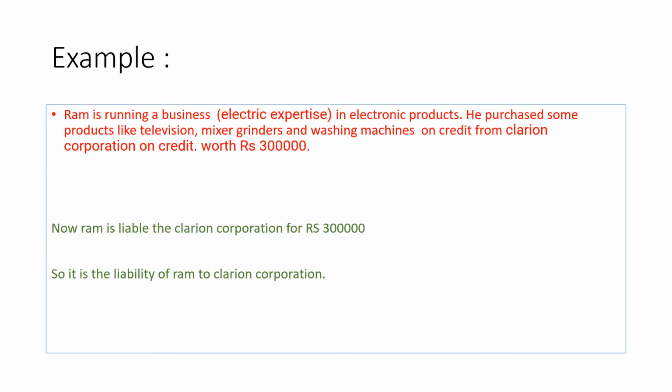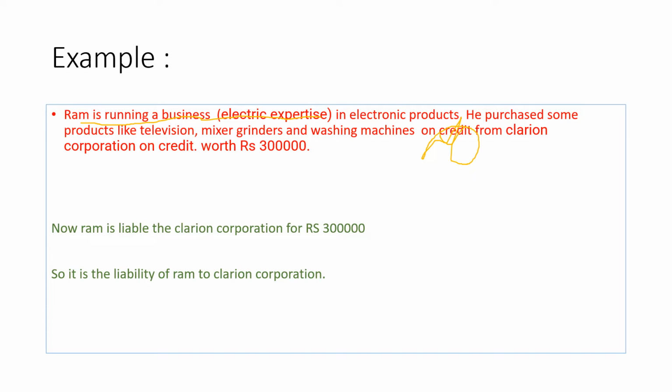Ram is running a business in electronic products. This is the name of the business, Electronic Expertise. He purchased some goods on credit from Clarion Corporation worth rupees 3 lakhs. On credit means that Ram did not make the payment immediately to Clarion Corporation, but instead decided to pay it in the near future. So the agreement was signed between Clarion Corporation and Ram, and he decided that he will make the payment after say 3 months. So it is called on credit.